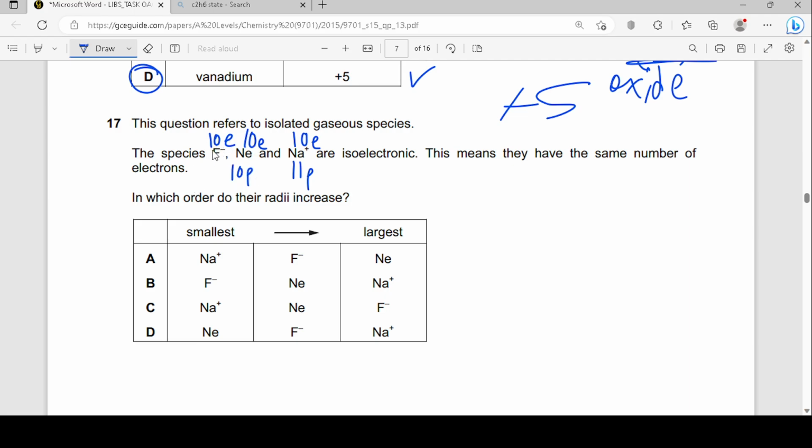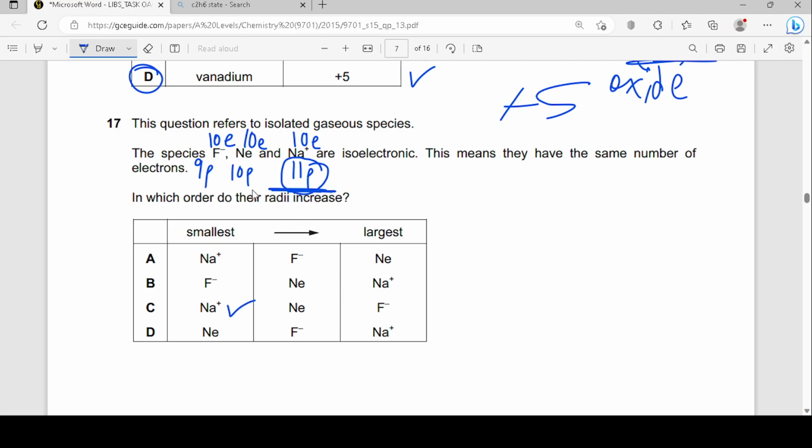But anyways, this has no charge, so it also has 10 protons. This has 10 electrons, which means that probably has just 9 protons, right? Now, what does that tell me? That tells me that since it has a greater number of protons, the nuclear force of attraction is greater in Na+, right? So if the nuclear force of attraction is greater, that means the nucleus is pulling the valence shell of electrons more. So I would assume that Na+ would have the smallest radius because it has the greatest number of protons. Hopefully that's the right logic.